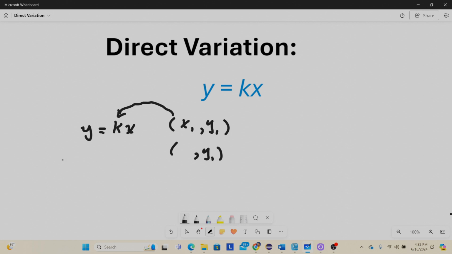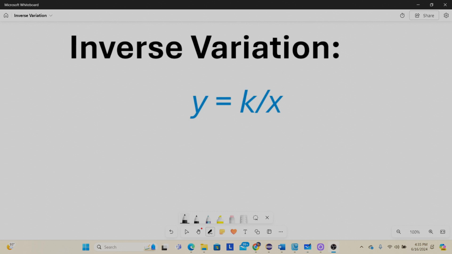Notice that for all ordered pairs x, y that satisfy this direct variation, if you solve for k, the constant of variation, it would be y over x. So you can immediately solve by just putting y1 over x1 equals y2 over x2 and solve for the missing part by creating a proportion. Okay, so that is a direct variation.